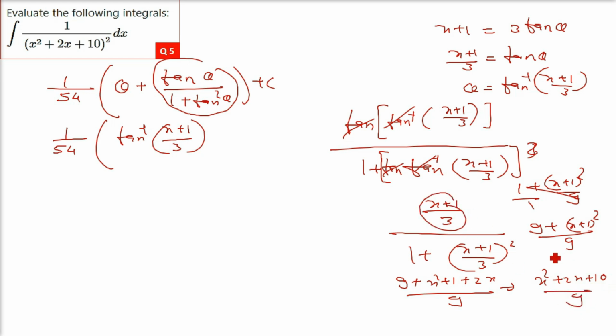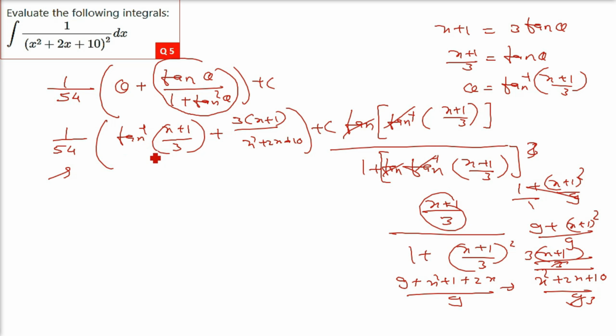(x plus 1) by 3 is already there in the numerator. This 3 and 9 will get cancelled, and 3 goes up. So 3 into (x plus 1) divided by (x square plus 2x plus 10). So I'm writing the final one, that is 3 into (x plus 1) divided by (x square plus 2x plus 1 plus 10), plus the constant of integration. And this is your final answer.